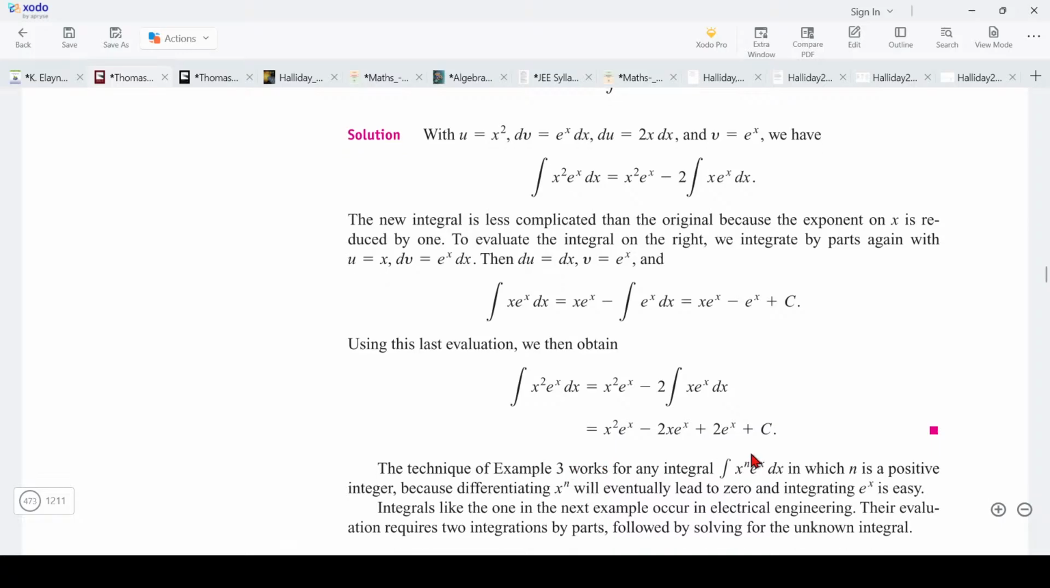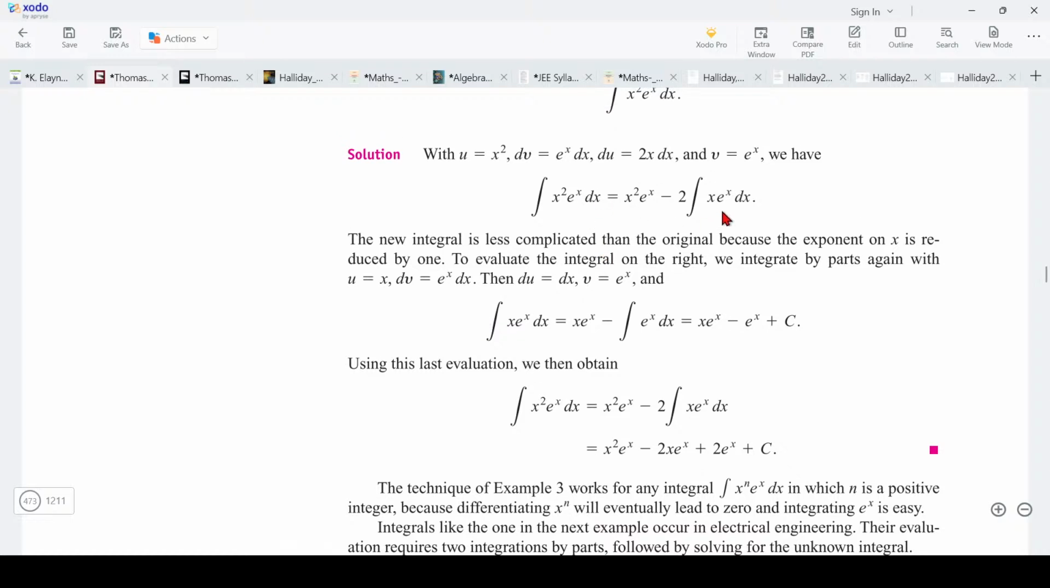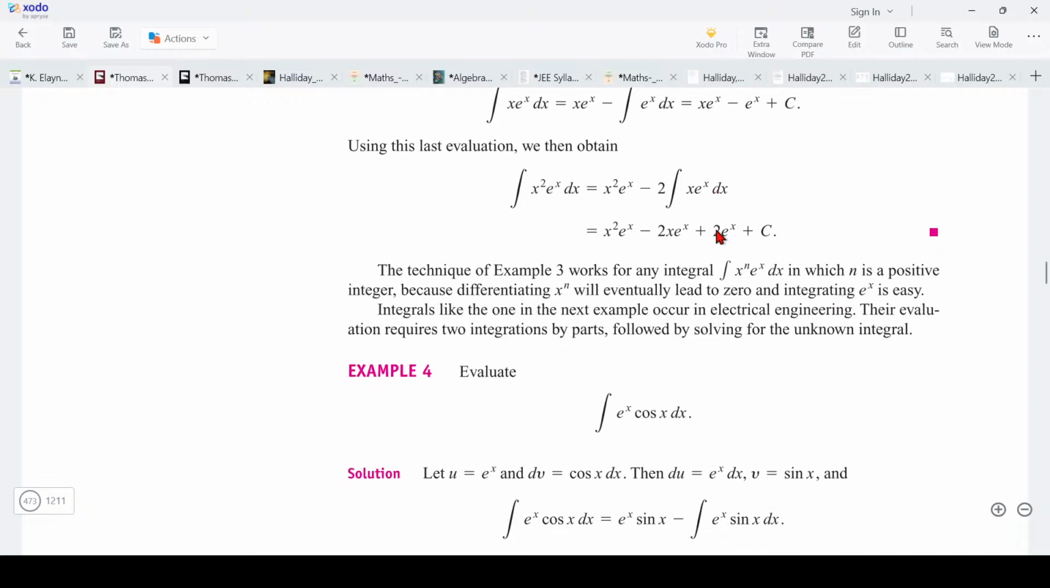Got it, this one? Sir, I got it until the second last step. After that, it's a little bit confusing. Now I got it, sir. So what we have done, we have used the same trick. We have used the rule again, that's it. Okay, got it.